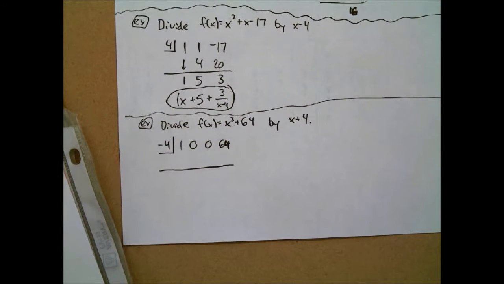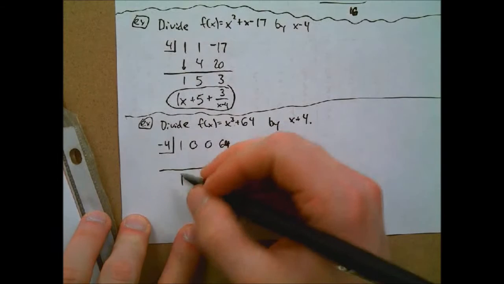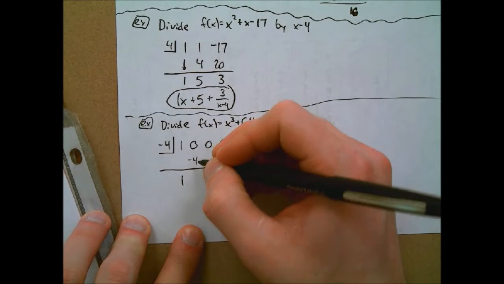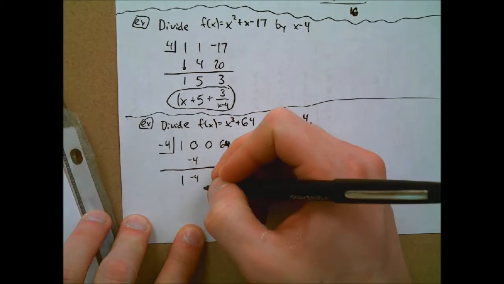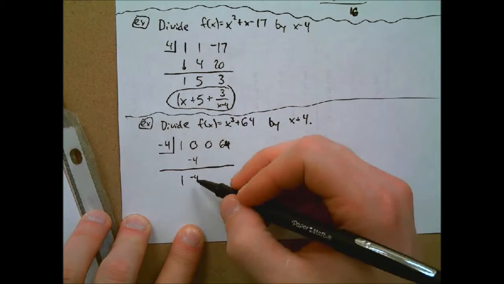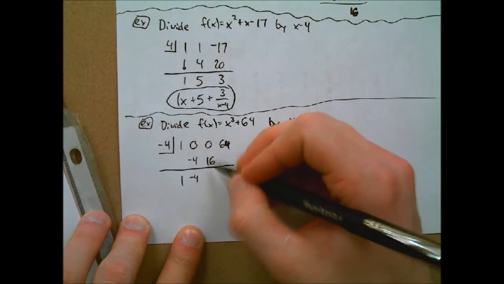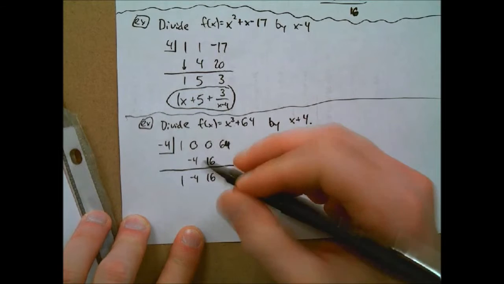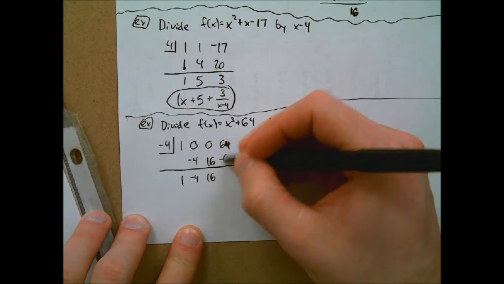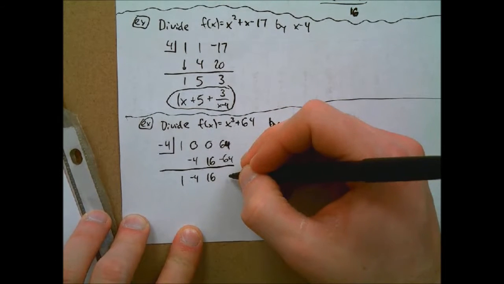So we'll drop that 1 down. 1 times negative 4 is negative 4. 0 plus negative 4, negative 4. Okay. Multiply again, negative 4 times negative 4, positive 16. Add, you get 16. 16 times negative 4, negative 64. And then these add up to make 0.